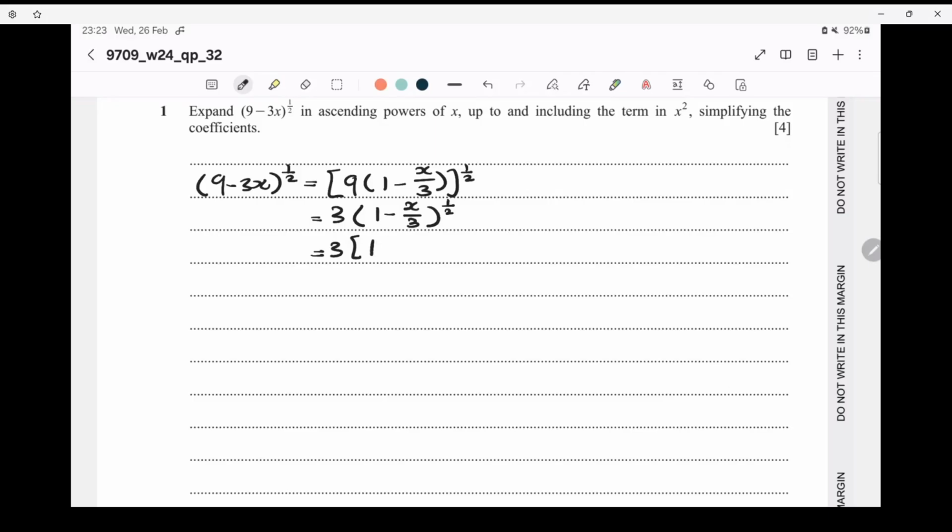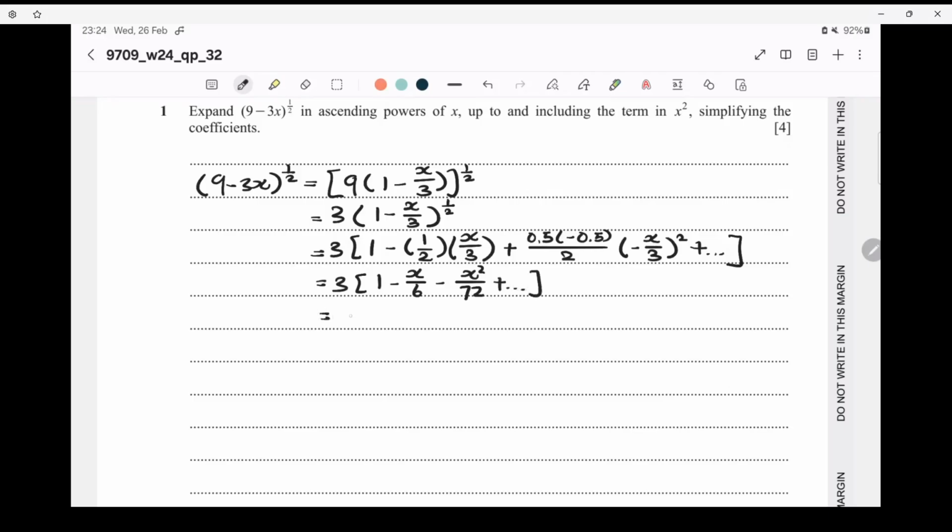The first term is 1, second term is nx. So you have minus 1 over 2 multiply with x over 3. And then the third term will be 1 over 2 minus 1 over 2. The whole thing you divide by 2. And then you have minus x over 3 square and so on. So after the expansion, you will have 1 minus x divided by 6 minus x squared divided by 72.